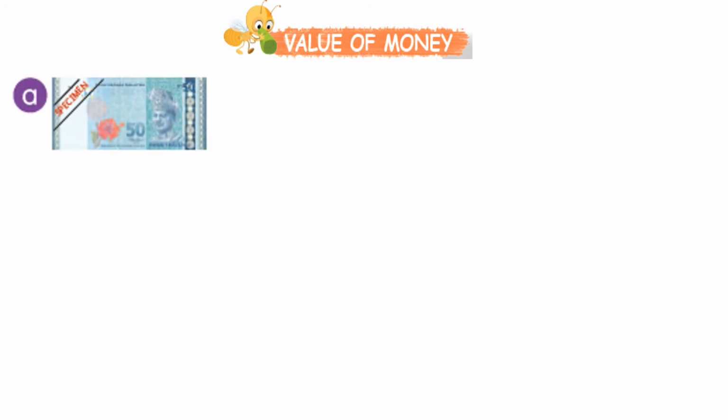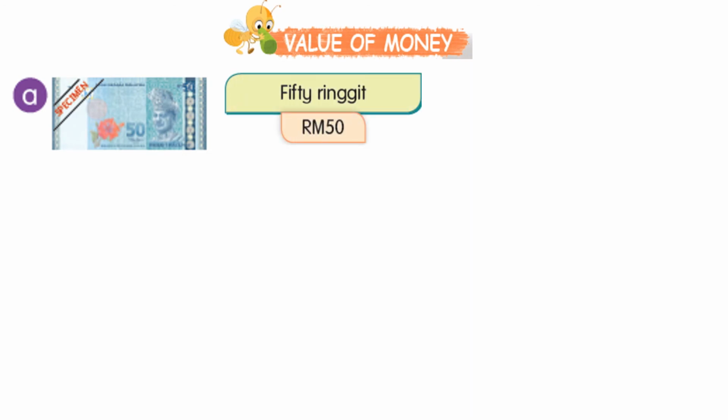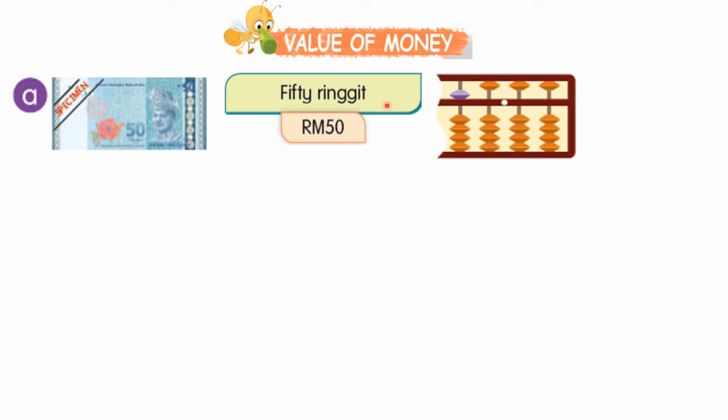So now we go through our next subtopic, value of money. What is the value of this one? It is 50 ringgit. This is in words, 50 ringgit, and this is in numerals, RM50, but we read it as 50 ringgit. This is the abacus that shows the value of 50 ringgit.